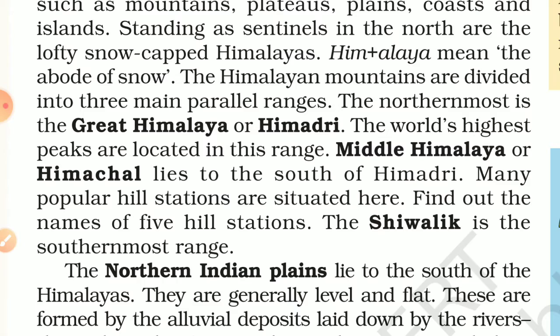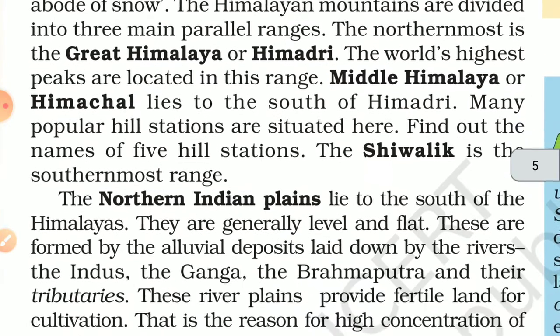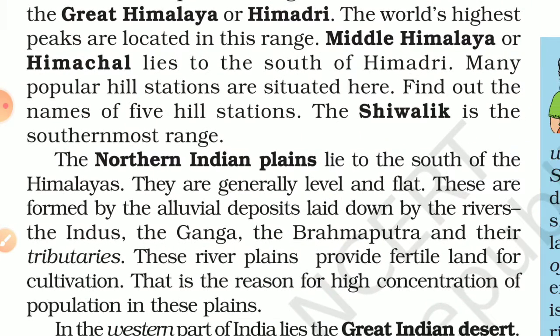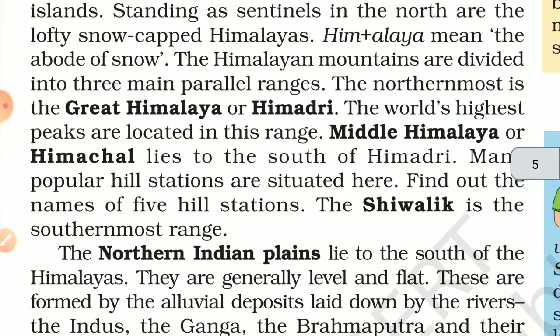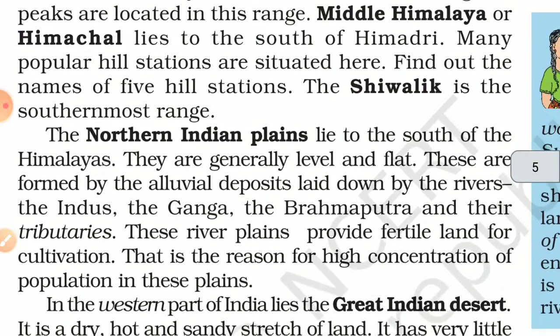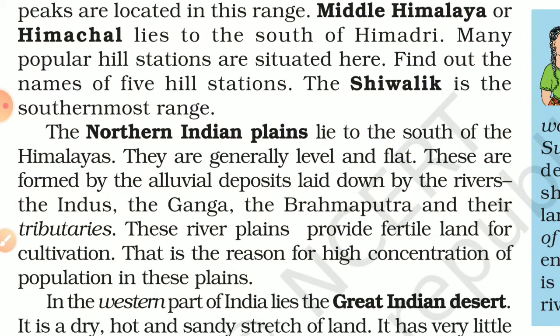And the Shivalik is the southernmost range. So basically, this is the Himalayas expansion or physical division in our country. And second, the northern Indian plains lie to the south of the Himalayas. They are generally level and flat. These are formed by alluvial deposits laid down by rivers like the Indus, Ganga, Brahmaputra and their tributaries, that we call Sundarban Delta in West Bengal.